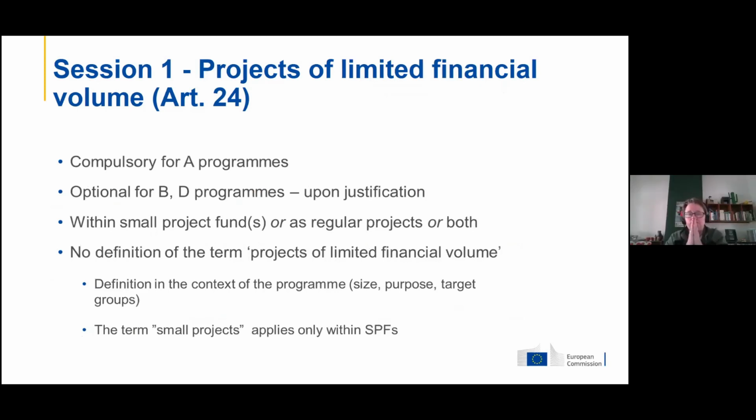So the content of Article 24 is basically that projects of limited financial volume are compulsory for A programs. This means all cross-border cooperation programs, whether they are internal or external. For other programs, transnational and outermost region programs, we would also like them to implement small-scale projects, but they are not obliged to. You can, upon justification, get an exemption from this obligation.